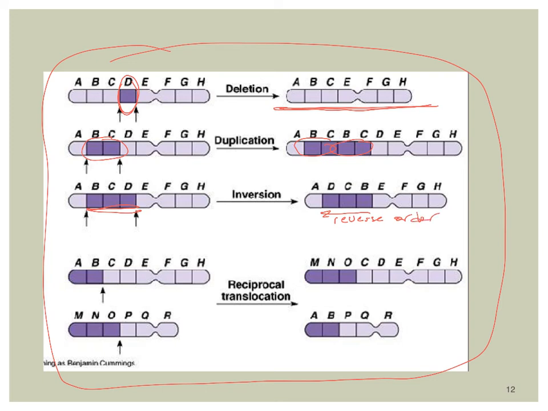and that is called an inversion. And a reciprocal translocation, so on this one, ABCDEFGH, and on this one, MNOPQR. And what happens is when these cross over, this goes to this one, and this goes to this one. Now remember, these are crossing over with non-homologous chromosomes, so this is called a translocation. Reciprocal translocation because both are exchanging with the non-homologous chromosome.